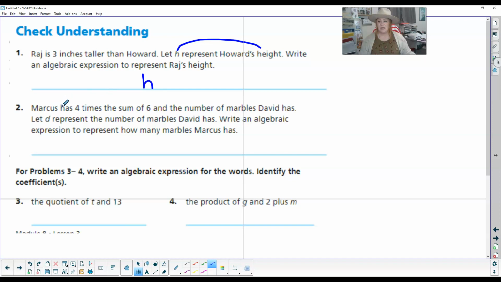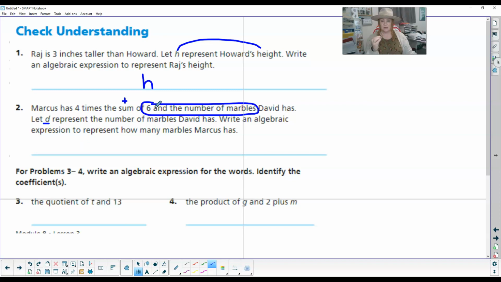Number 2, it says that Marcus has 4 times the sum. So when I hear sum, I know that I'm adding the sum of 6 and the number of marbles David has. We're going to let D represent David. So the sum of 6 and David. So whatever David has, Marcus has 6 more, and then 4 times that.